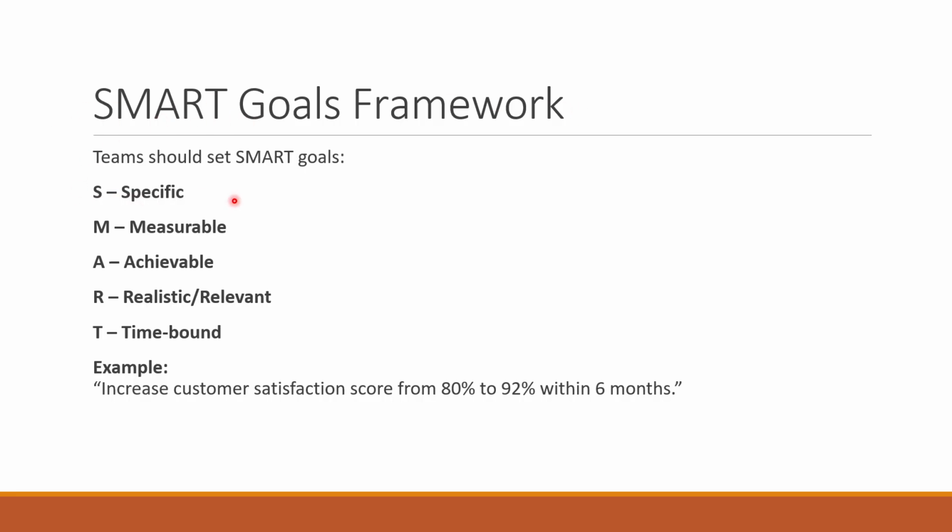Here, S stands for specific, which means that the goals must be clear and well defined. M stands for measurable, meaning that there should be ways to measure the progress of the goal. A stands for achievable, which means that the goal should be realistic and within the team's ability. R stands for realistic and relevant. Here we say that the goal should align with the overall objective of the organization. So it should be a relevant goal. And T stands for time bound. There must be a clear deadline in order to achieve that goal.